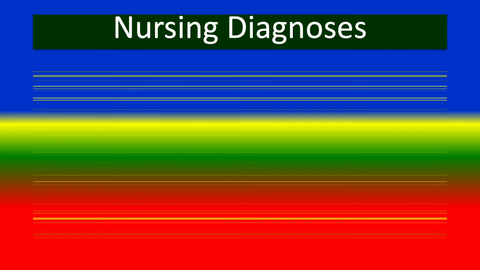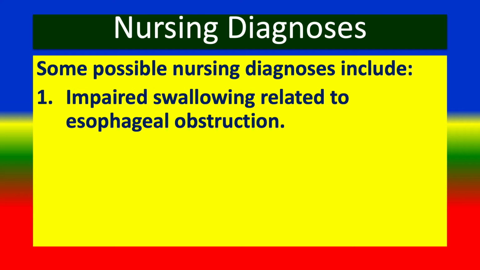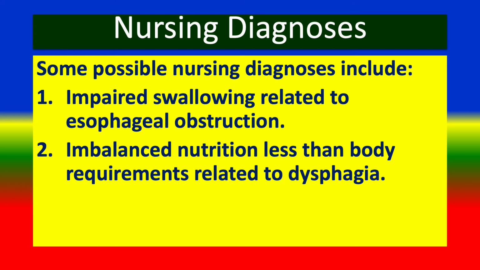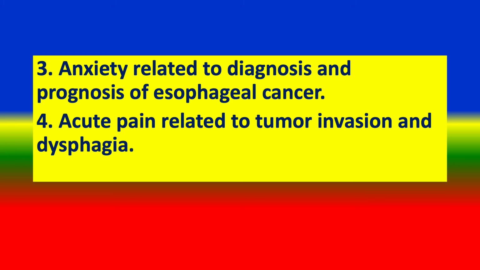Nursing management. Some possible nursing diagnoses include 1. Impaired swallowing related to esophageal obstruction. 2. Imbalanced nutrition less than body requirements related to dysphagia. 3. Anxiety related to diagnosis and prognosis of esophageal cancer. 4. Acute pain related to tumor invasion and dysphagia.